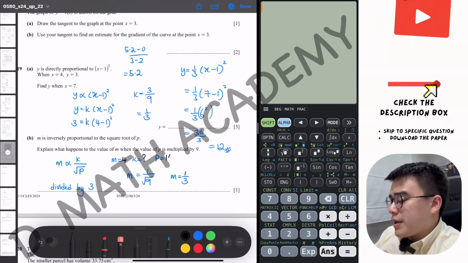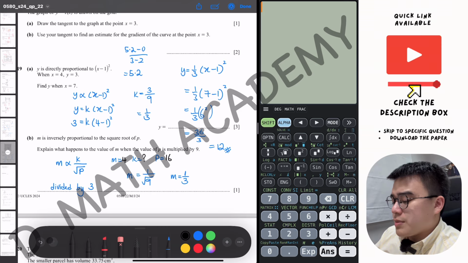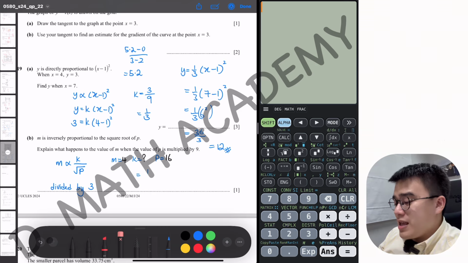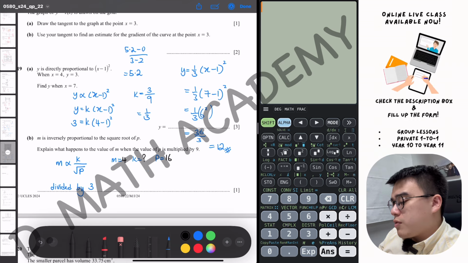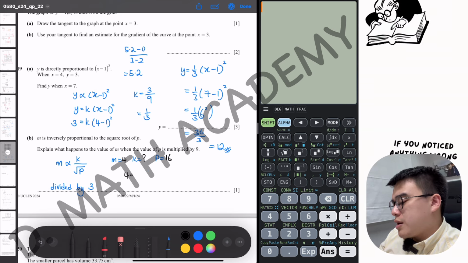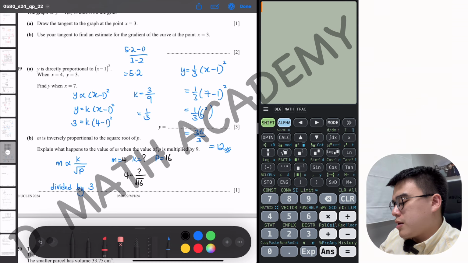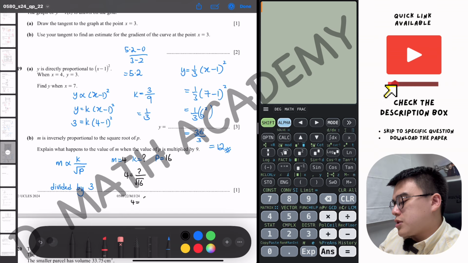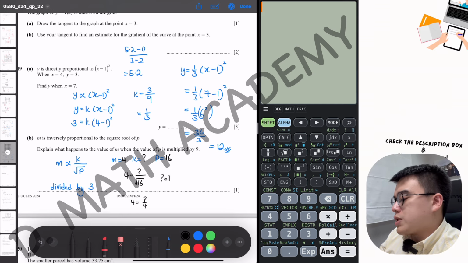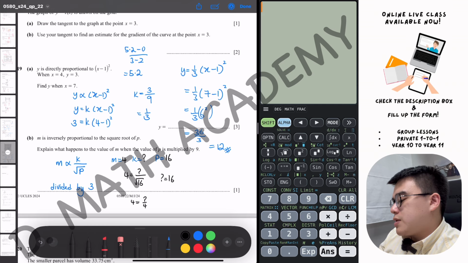Okay, I'm going to find out my K first using the similar method that we used in 19a. So 4 equals unknown over square root 16. You actually get 4 right there, and the unknown is actually 16. So now that we have the K value, I'm going to update the equation once again. We have 16 over square root P.